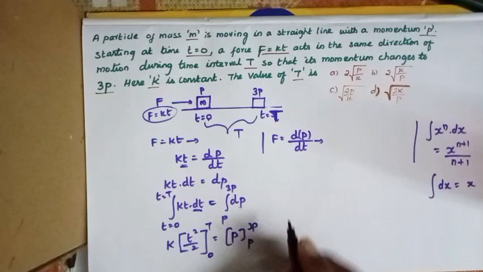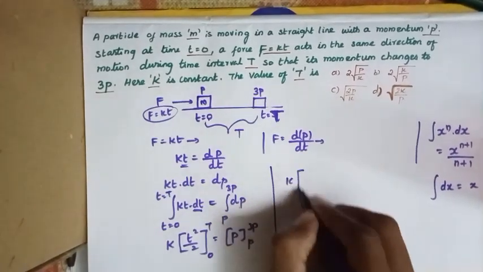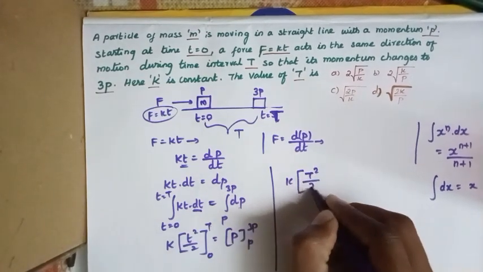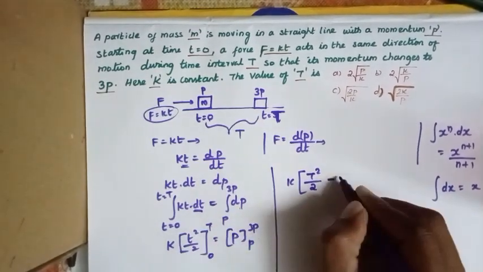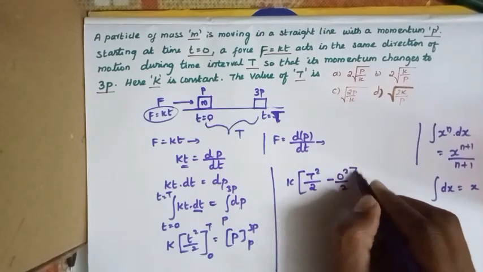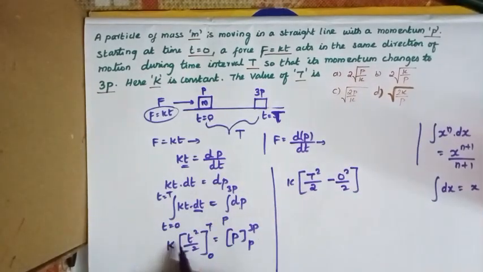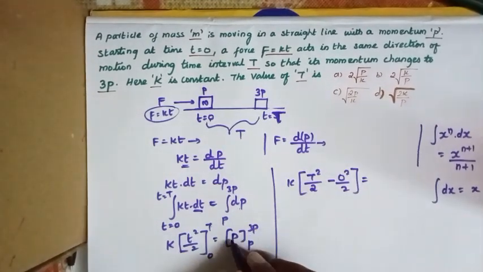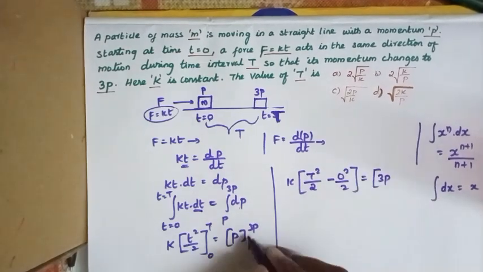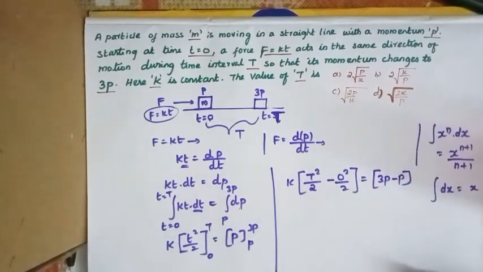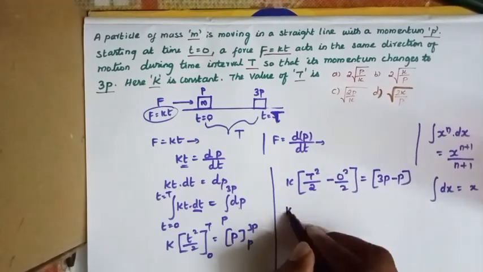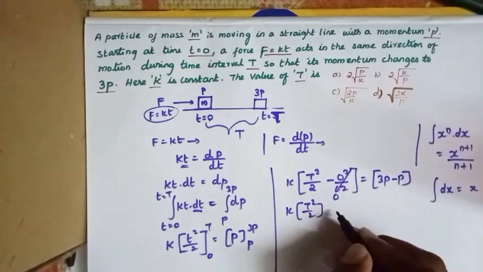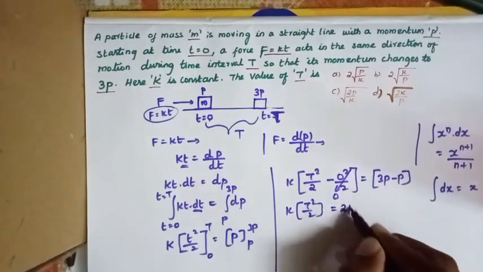Now substitute the limit values. You will get k times, instead of small t you have to use capital T, t square by 2 minus 0 square by 2. First you have to substitute the upper limit, then put a negative sign and substitute the lower limit. Similarly, first replace p with the upper limit 3p, and the lower limit value is p. Now k times t square by 2, and this term becomes 0, since 0 by anything is 0, and 3p minus p is 2p.